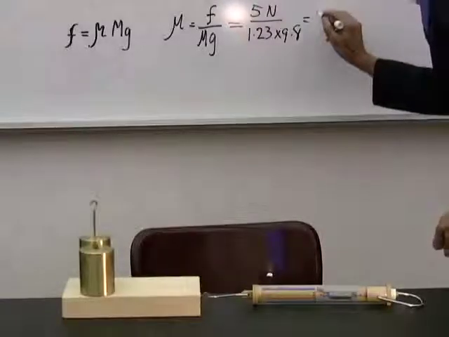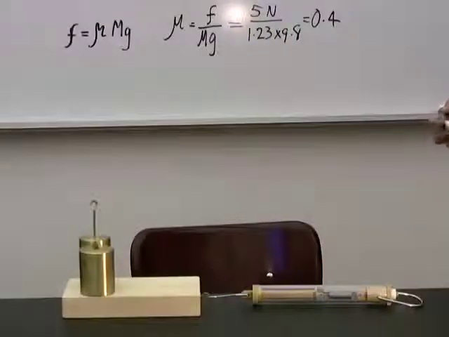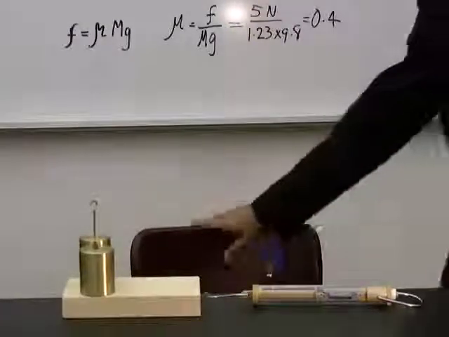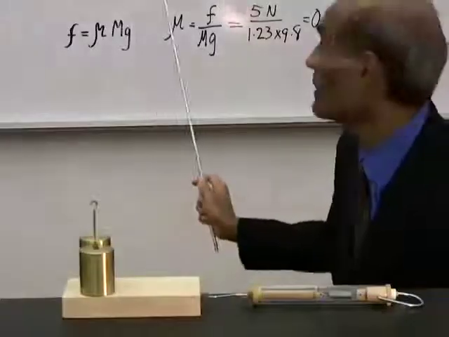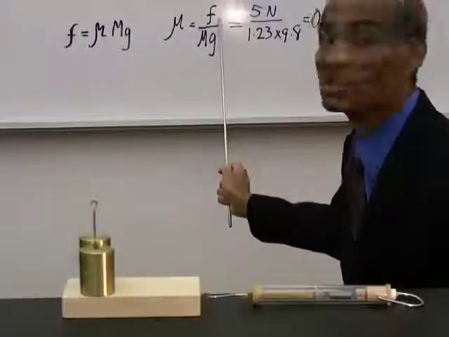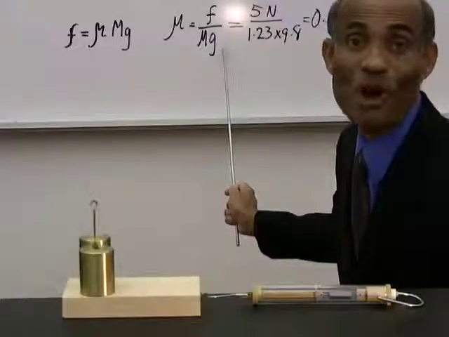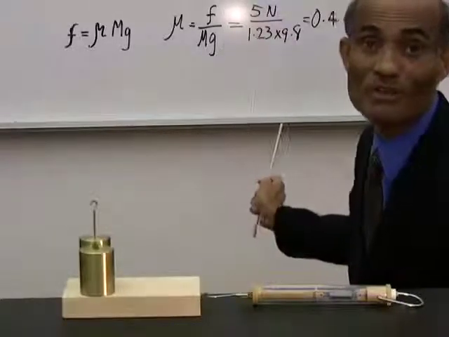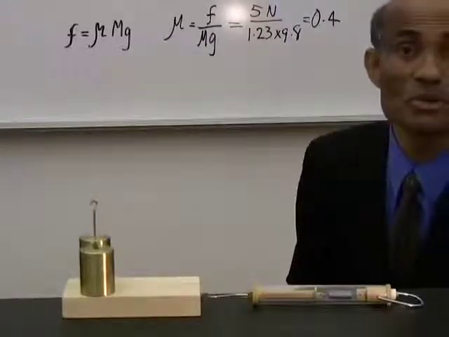0.4. Now, tell me, what is the unit of this coefficient of friction? What is the unit for measuring the coefficient of friction? The force of limiting friction is measured in Newton. Weight of the block is measured in Newton. Therefore, coefficient of friction has no unit.